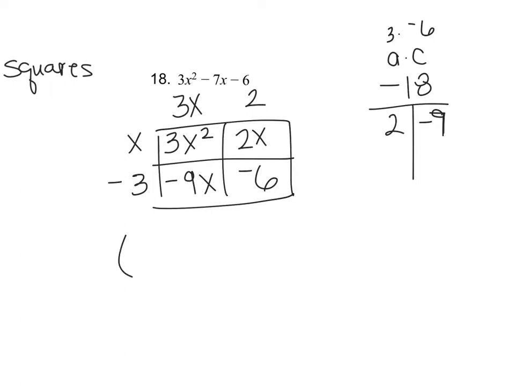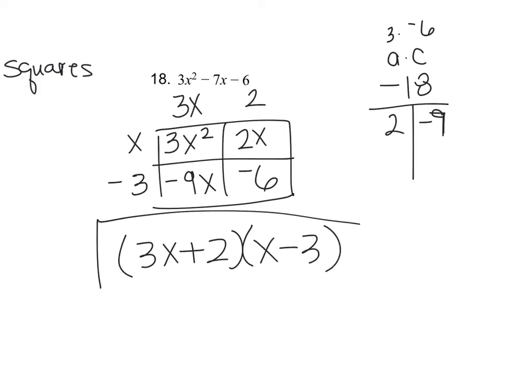So that tells me the row and the column I have is in each set of parentheses. So we're going to have 3x plus 2 in one parenthesis and x minus 3 in the other. And again, I could have written it as x minus 3 first and then 3x plus 2.